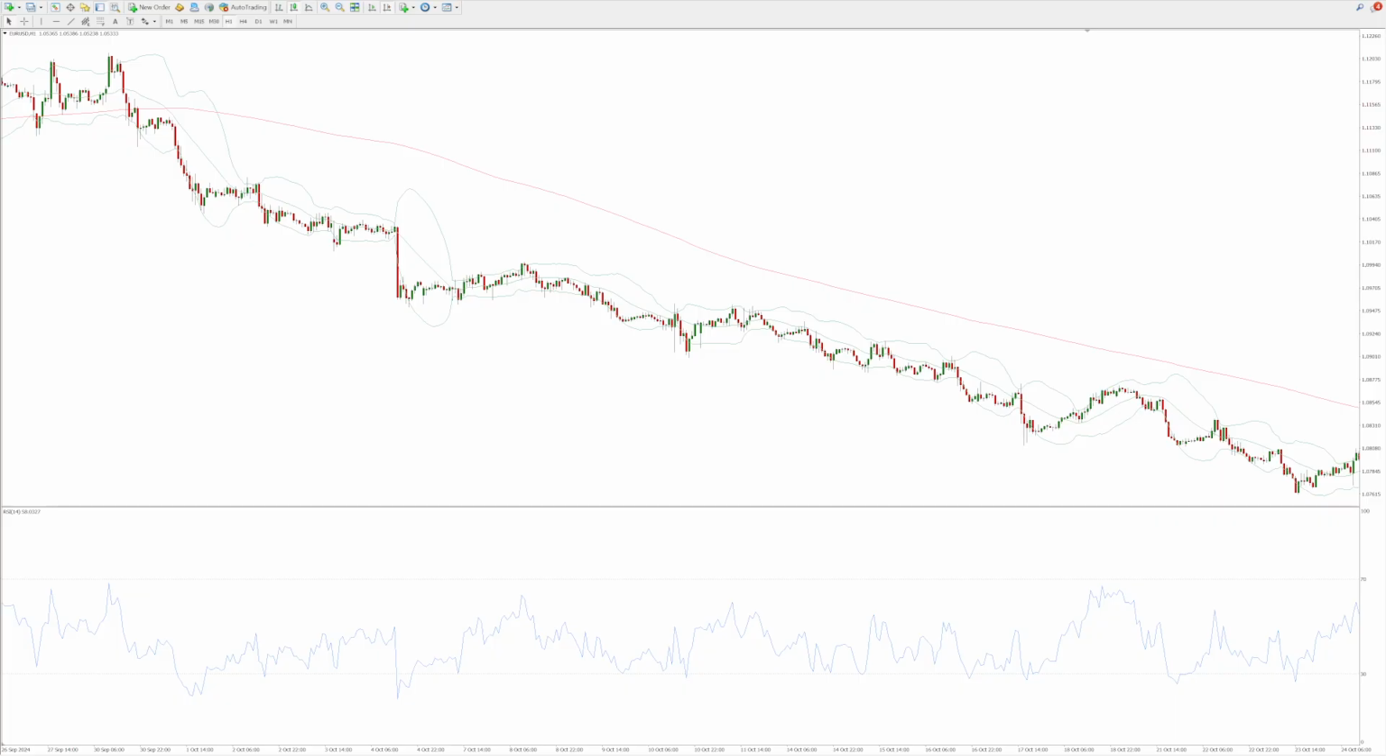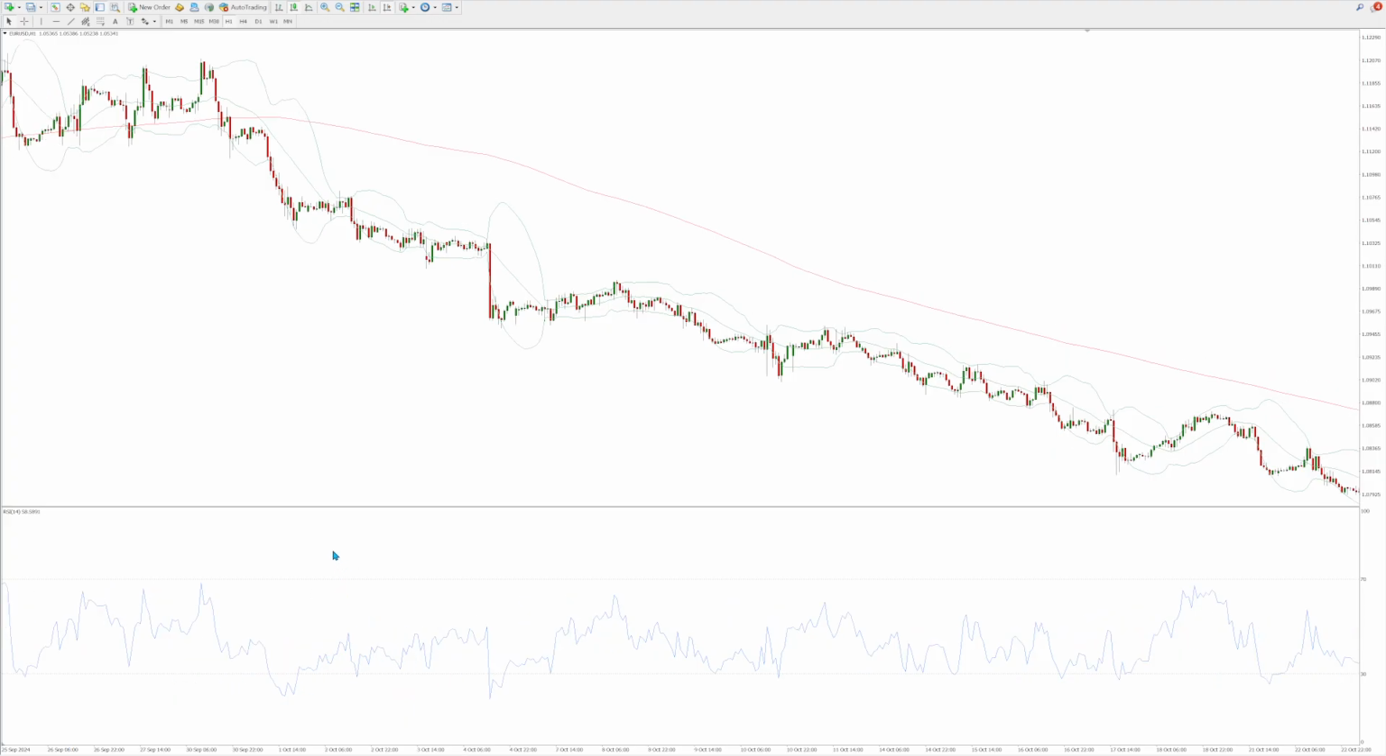Okay, you can use different indicators for this. I'm using Bollinger Bands with the default settings, okay? A 200 moving average, just for the long-term trend, because I want to trade in the direction of the trend, and also an RSI to help identify these overbought and oversold markets.